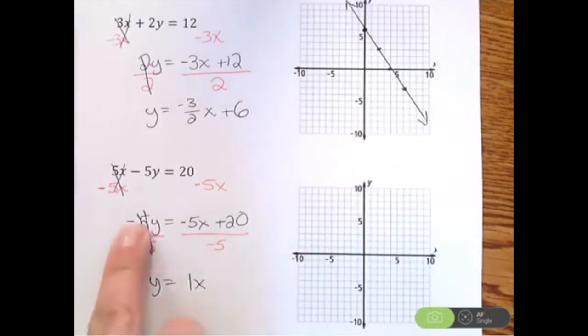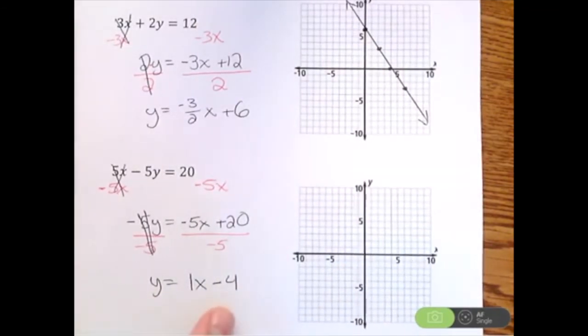Be very careful on these negatives. A lot of students drop these negatives here. If this is a negative 5, that needs to be a negative 5. And then I have 20 divided by negative 5, which is negative 4. So I now have my y by itself. Y equals 1x minus 4.